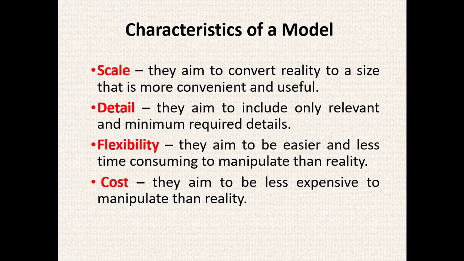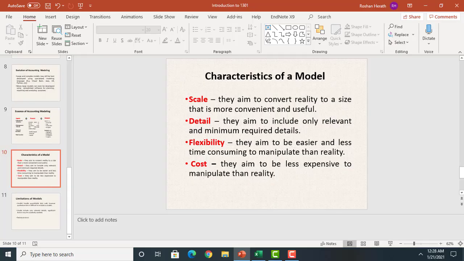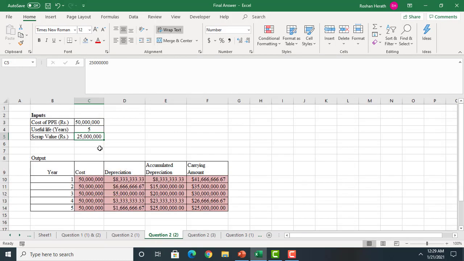And the next aspect is the flexibility. They aim to be easier and less time consuming to manipulate than the reality. So the beauty of a model is that once you develop it, you can easily manipulate it, rather than the reality, right? You cannot readily manipulate the reality, but when it comes to the model, you can easily manipulate. Whatever information you want to change, you can change. It's just a matter of few seconds.